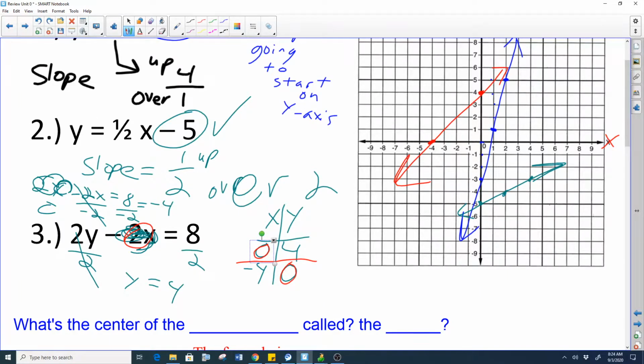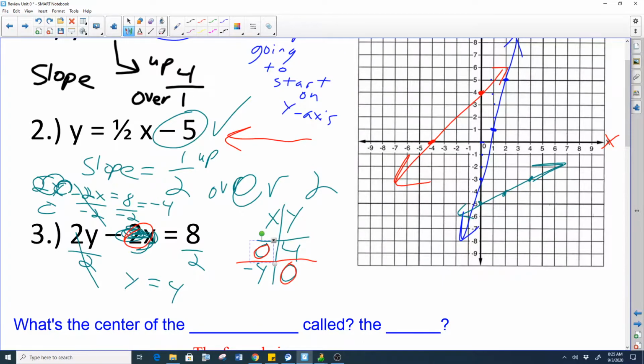Got it. That's graphing lines. Any questions there on that standard form graphing? Does that make sense-ish? So really an easy way to do it. If you have a graphing calculator, you have to put it in slope-intercept form, because the calculator will only do it in slope-intercept form, right?